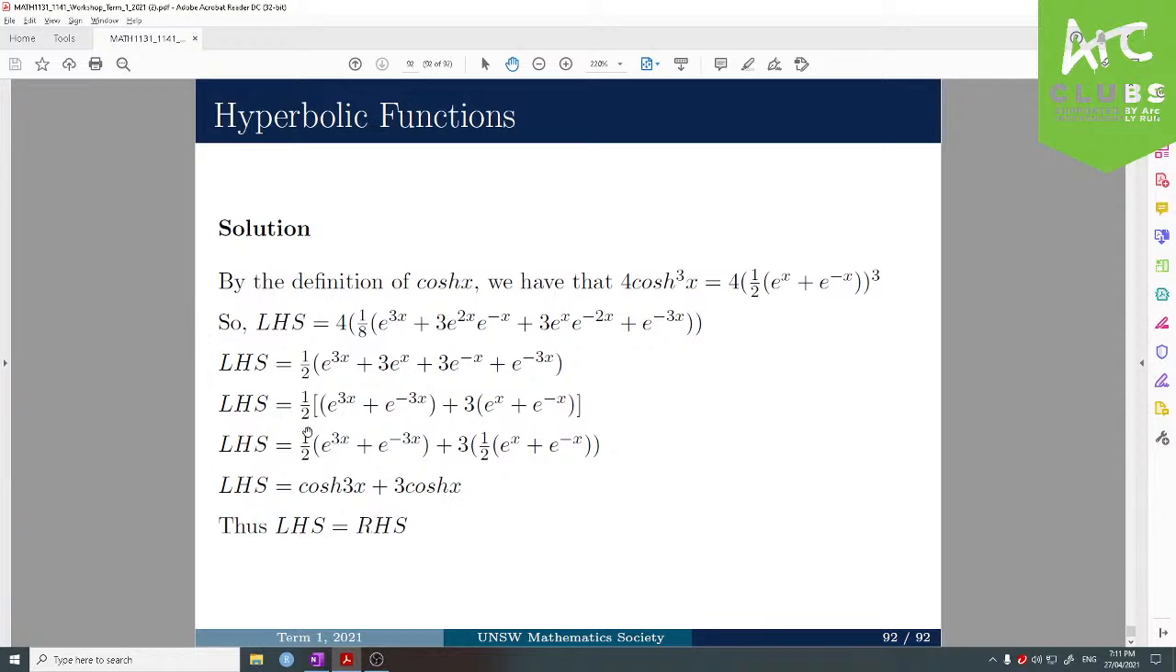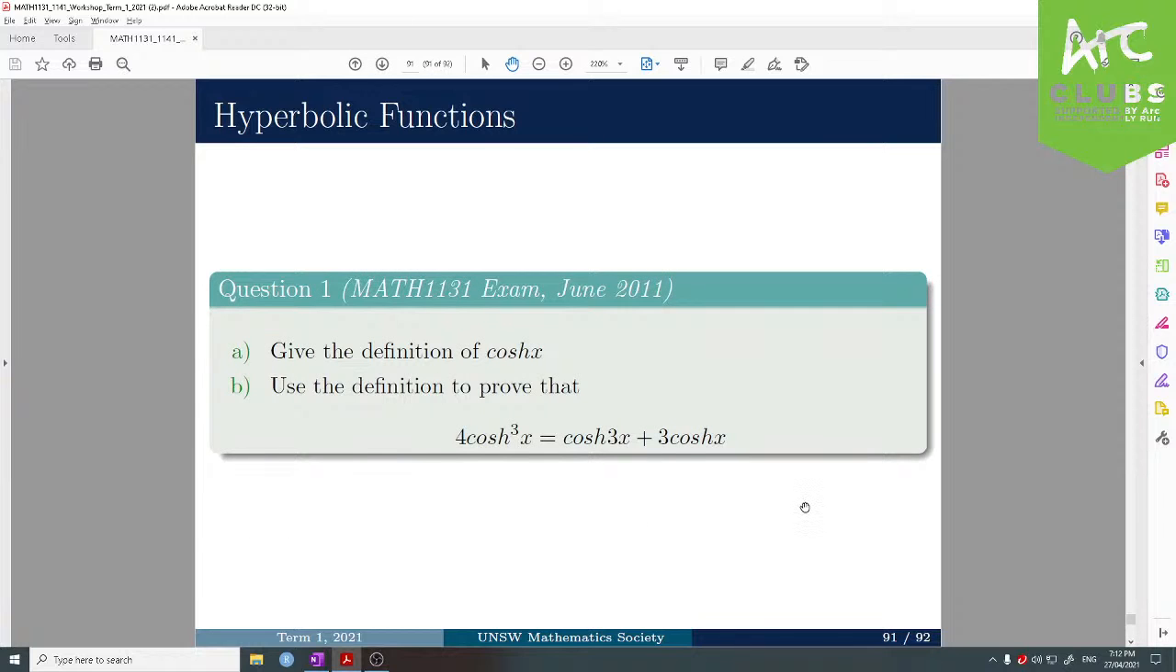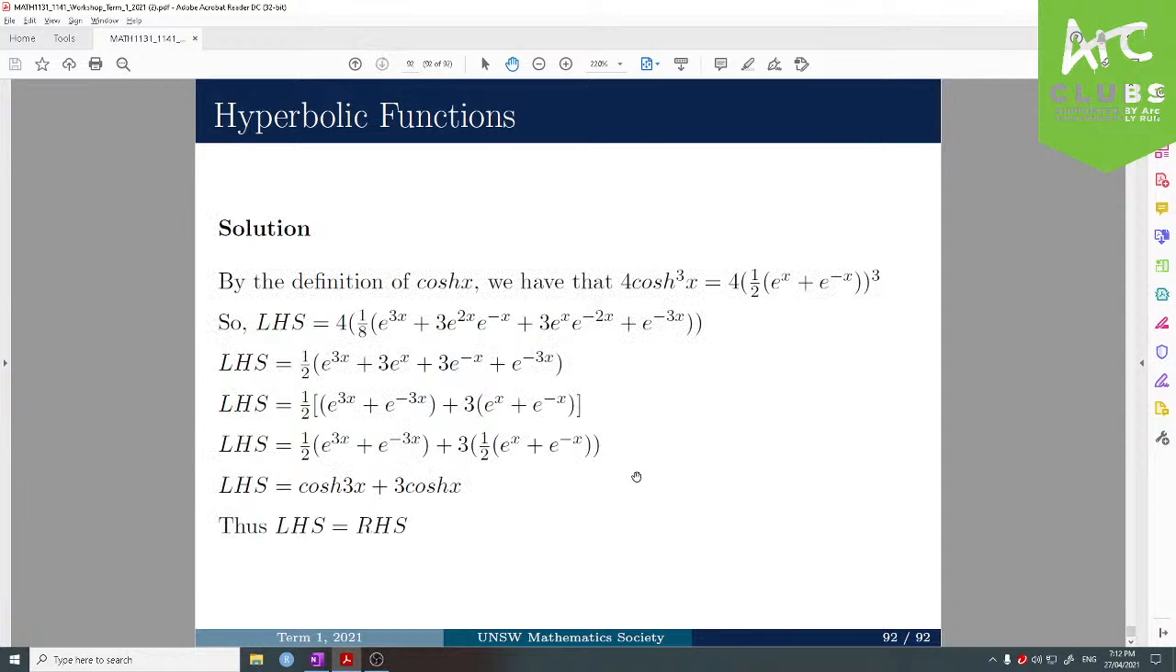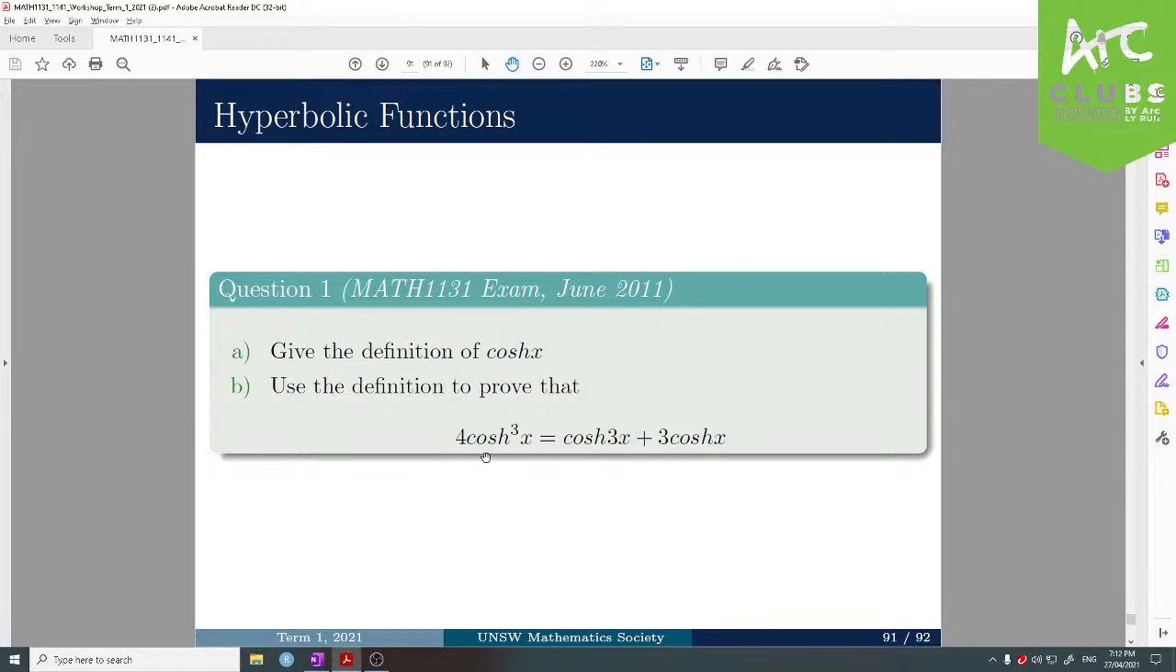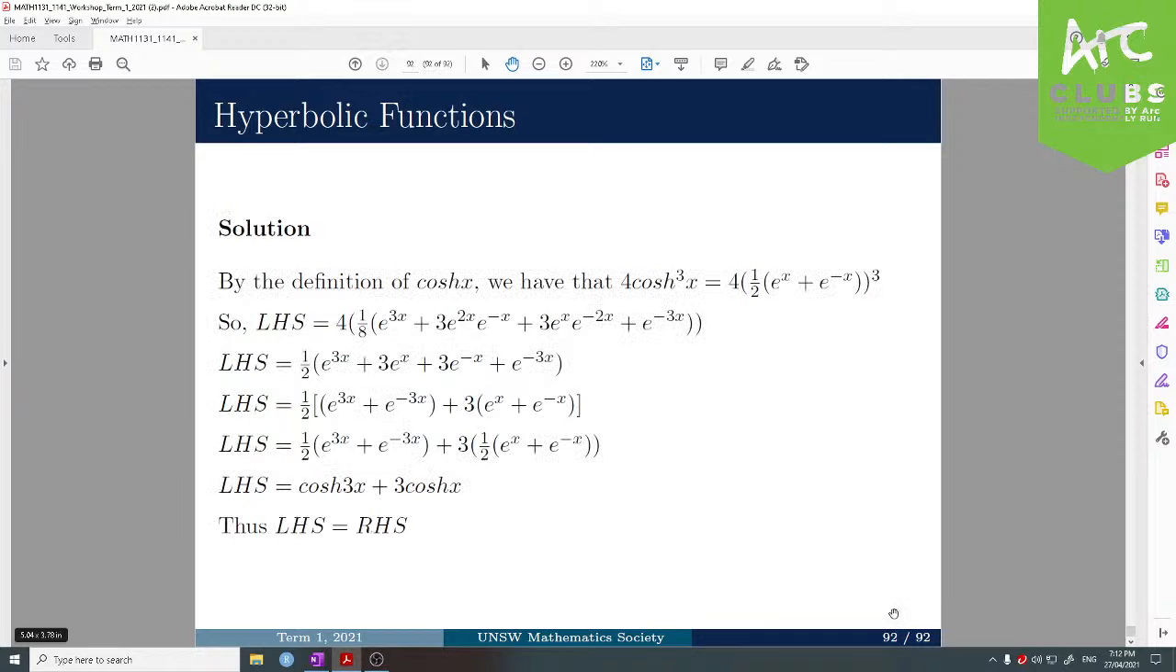We then have, by definition, cosh 3x and 3 cosh x. And so we have finally proven that left hand side equals the right hand side. Okay? And we have proven this identity here. Alright? So as you can see, for this proof, we simply went back to the definition of what cosh was, and everything just makes sense in the end.